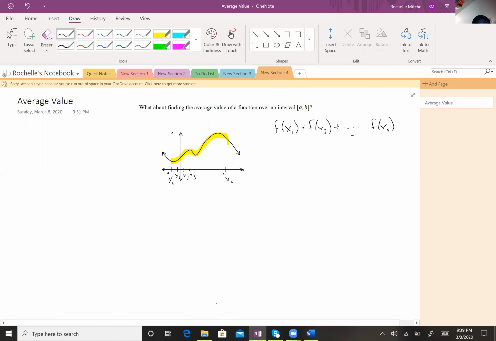Now to find the average value, remember we divide that by how many there are, which happens to be n of them. But remember, this is just a finite number. And what we really want to do is take the limit of this as n approaches infinity, because there are infinitely many y values along this curve.